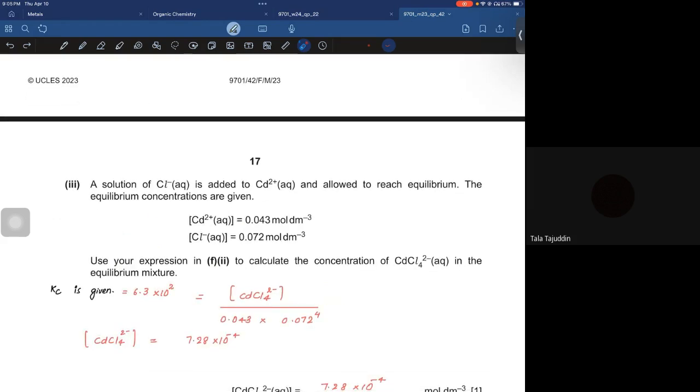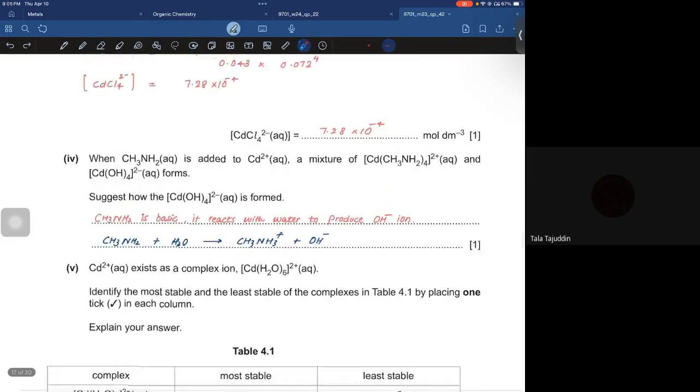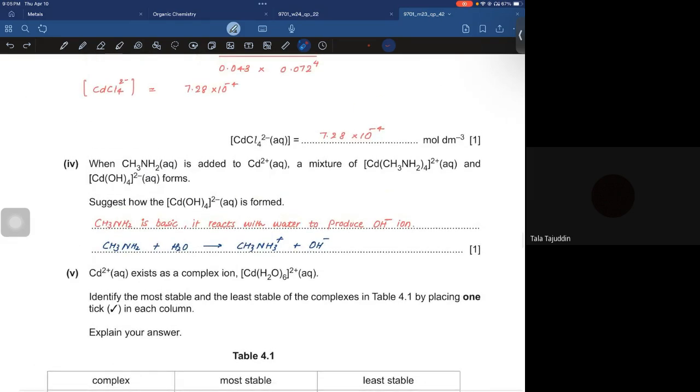This is CdCl4 2 minus. It's very easy. When CH3NH2 is added to cadmium 2 plus, a mixture of this and this is also formed. Suggest how the Cd(OH)4 2 minus is formed.